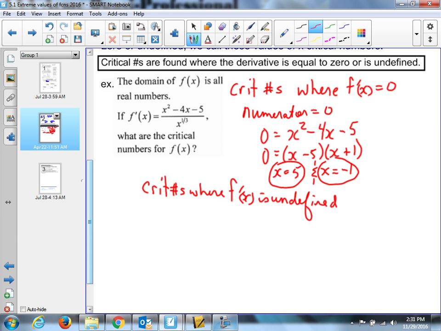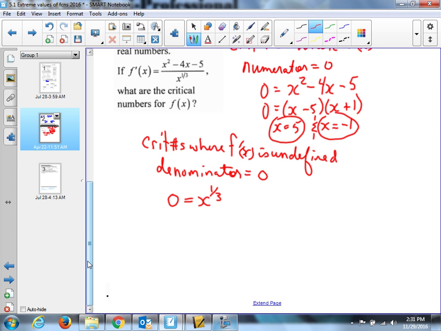Means the denominator equals 0 in this case. So we just said x to the 1/3. Really, it's that you can't have 0 in the bottom, right? And then we solve that. Well, this one's pretty easy, right? Cube root of 0 is 0, so x equals 0 is the other critical number. All three critical numbers then?